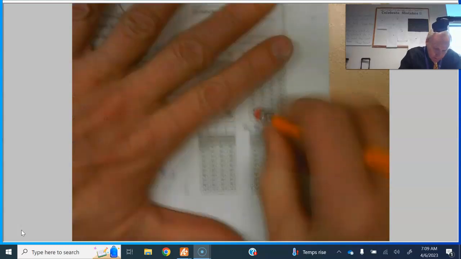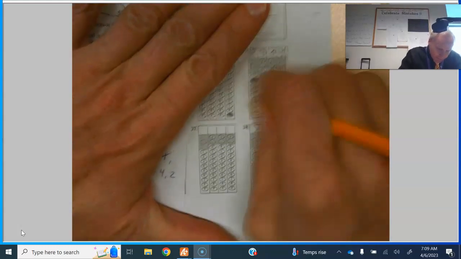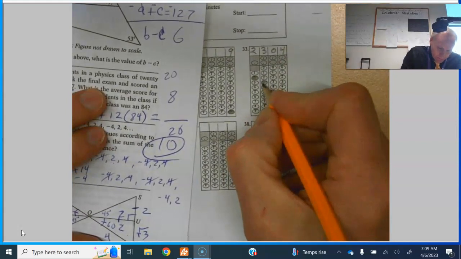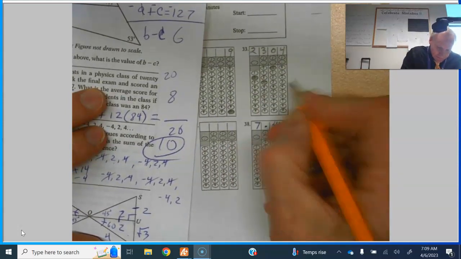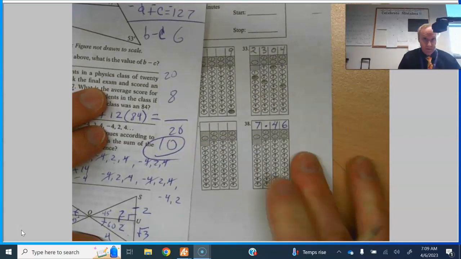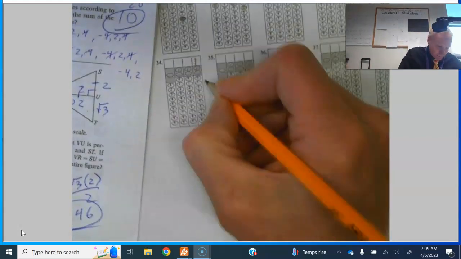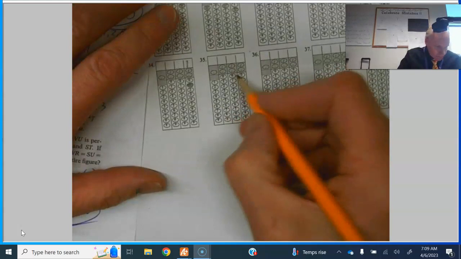Oh, dang. Be very careful. Try not to do that. They sometimes count it wrong even when you erase, which is why I don't like erasing. Very important there. Okay. 34 is 1. What a weird answer. That's a tricky one. You got to be careful on that.